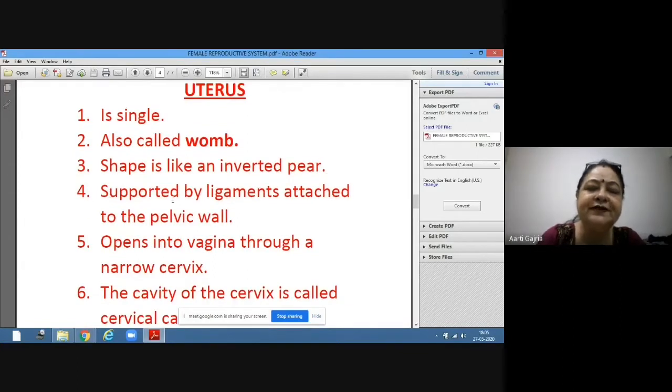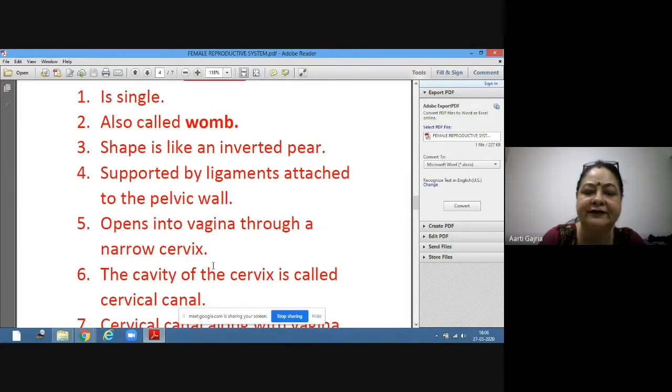This uterus is supported by ligaments attached to the pelvic wall. Now this uterus will open into the vagina through a narrow cervix. That means first is uterus, then is cervix, and then is vagina. Through the cervix, this uterus is opening into the vagina.